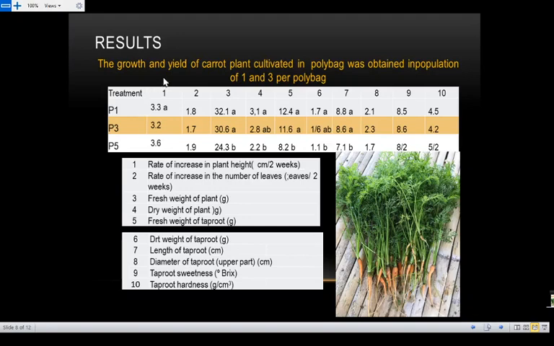Experiment 3 also shows that there are different growth rates and yields of plants from 1, 3, and 5 plants per polybag. The P1 and P2 mean treatments with 1 plant per polybag and 3 plants per polybag produce very similar growth rate as well as production. Therefore, we conclude that P1 and P2 can be used as suitable conditions for cultivation of carrot in the polybag.